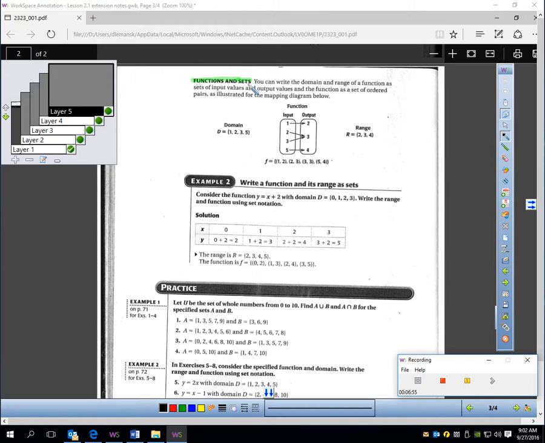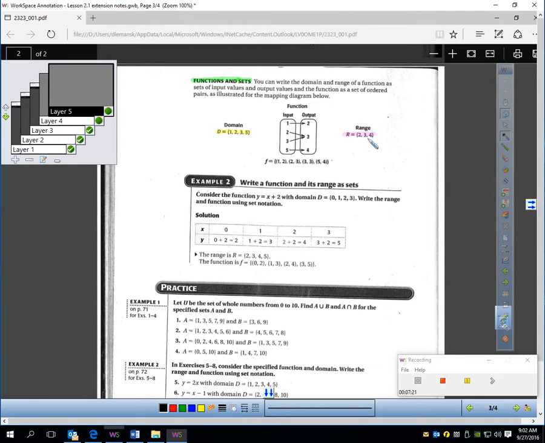Functions and sets. Now we've worked with functions and with domain and range in Chapter 1. You can write functions using set notation. Here is domain listed in set notation. They're saying my domain is the set 1, 2, 3, 5. In other words, those are the numbers that I could input into the function.